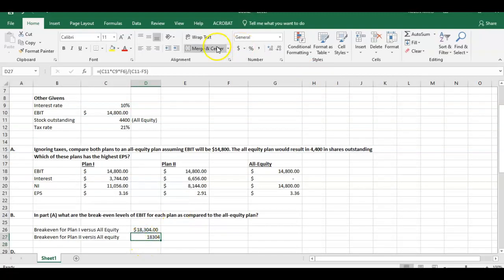What do you notice? Both of these numbers are exactly the same. Break-even for plan number 1 versus the all equity, and break-even for plan number 2 versus all equity.